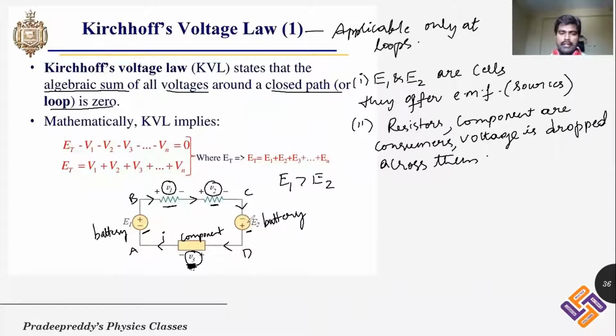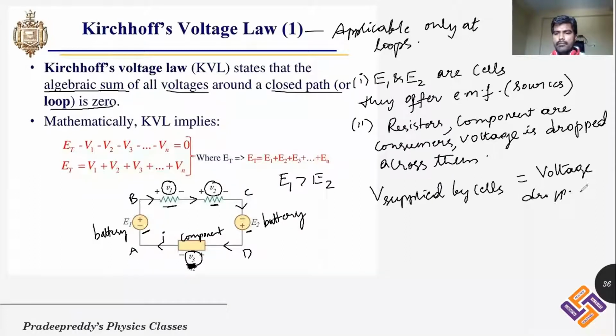So overall, in this closed loop, you can simply say that the voltage supplied by cells is equal to the voltage dropped across the components.